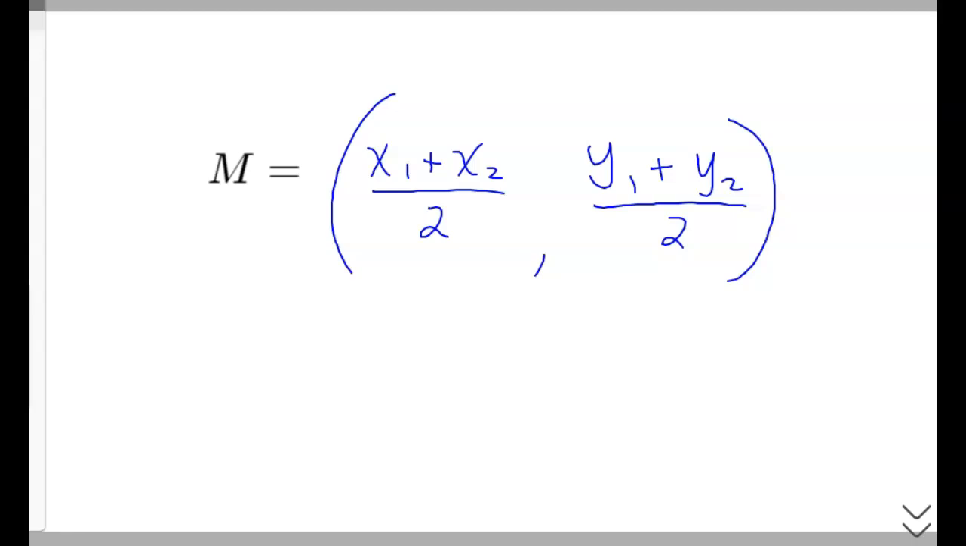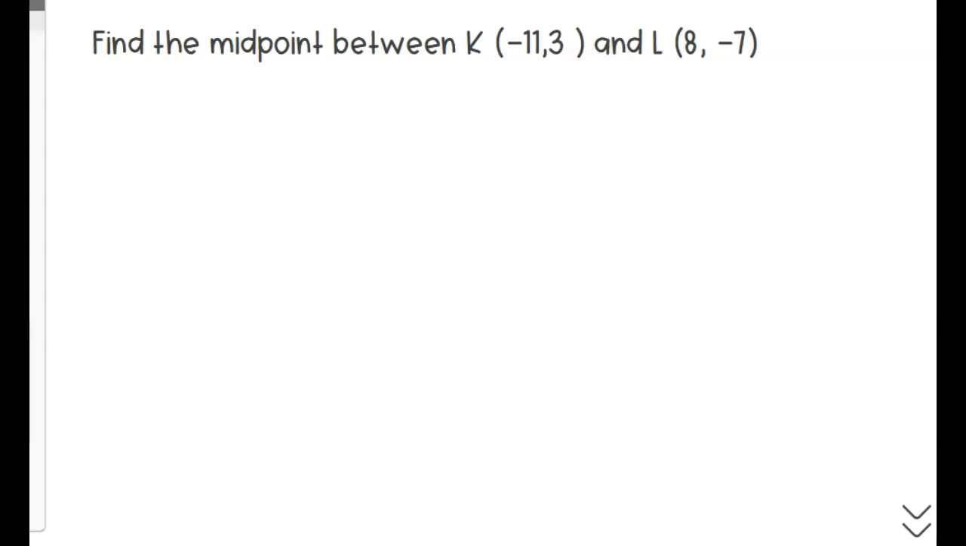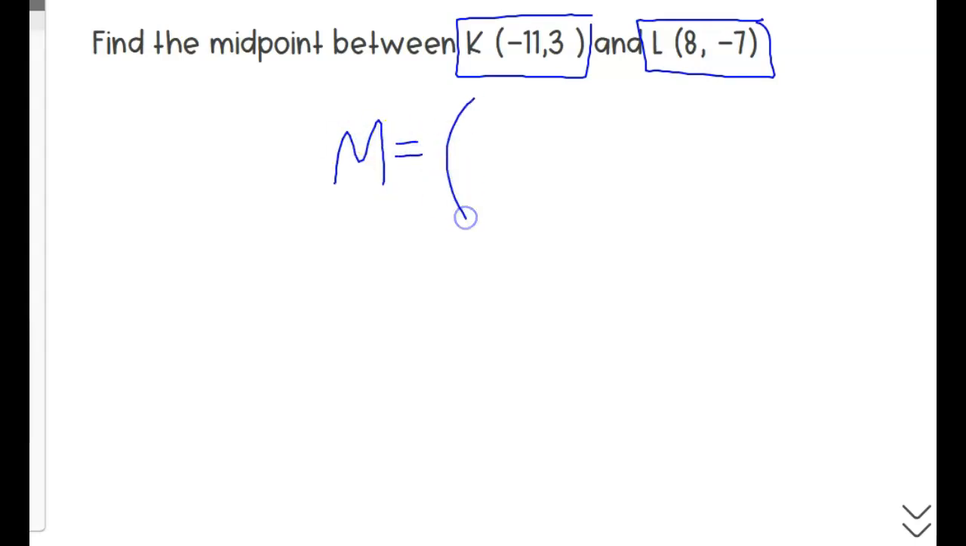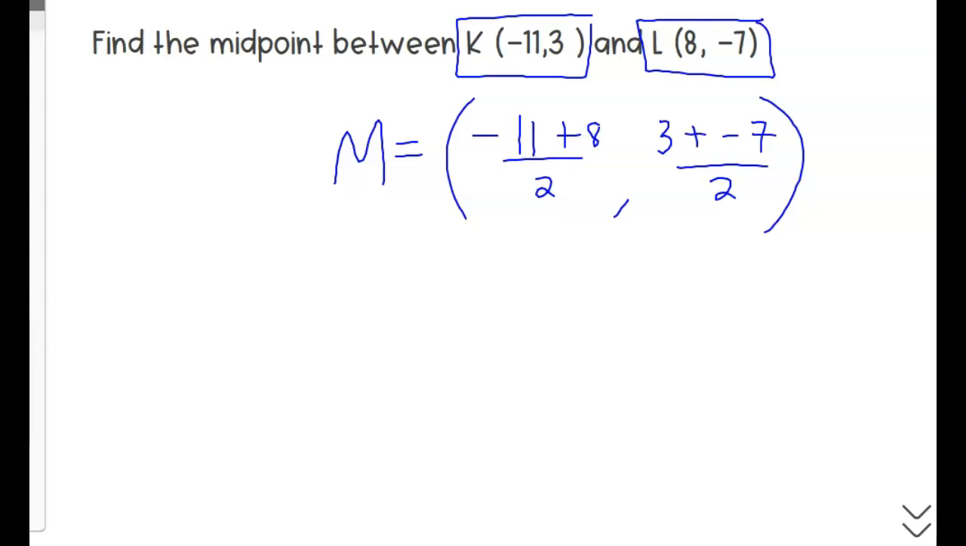Alright, so that's midpoint. I want you to try this one on your own. I know it's not on your paper, so just write the points. You don't have to draw them. Just write K is at -11, 3 and L is at 8, -7. So we use the formula. We add the X values, divide by 2, comma, and then add the Y values, divide by 2. Places of error here or common mistakes are just adding and subtracting the negatives incorrectly.